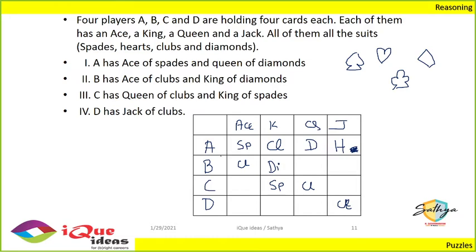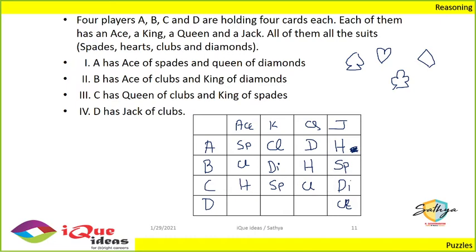Okay. Now for B, clubs and diamonds are there, spades and hearts. If queen is spades, this cannot be hearts because jack of hearts is already gone. So this is hearts and this is spades. For C, I need hearts and diamonds. But take a look here. Here already hearts, spades and clubs are there. So diamond occupies this and hearts occupies this.